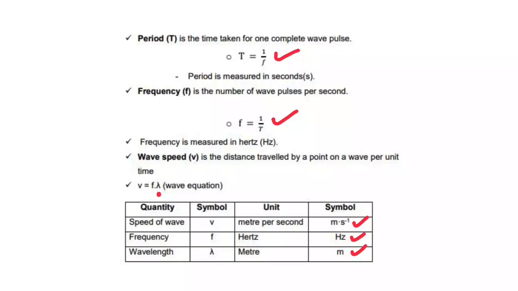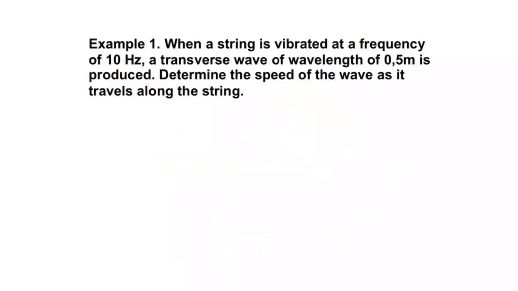Let's go ahead and take a look at a few examples. When a string is vibrated at a frequency of 10 hertz, a transverse wave of wavelength 0.5 meters is produced. Determine the speed of the wave as it travels along the string.